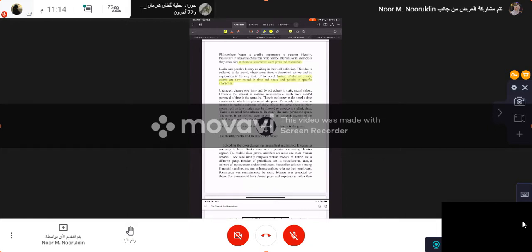However, the interest in realism necessitates a much more careful portrayal of time in the narrative. There is no longer in the novel a time constraint in which the plot must take place. Previously, there was no interest in realistic moments of daily life. In the novel, there is. Now, events such as love stories may be allowed to develop in realistic time. There is an actual time scheme to the story. The same pertains to space.